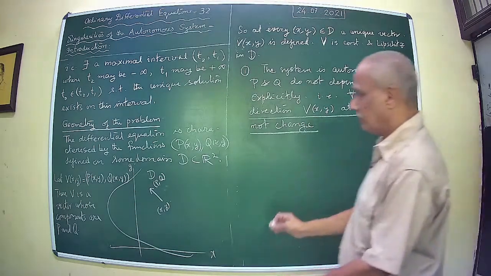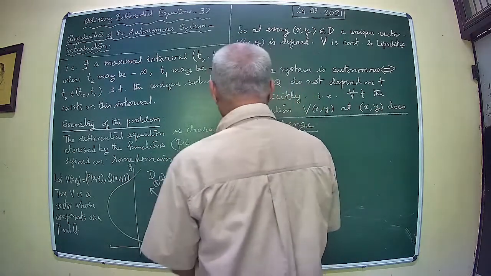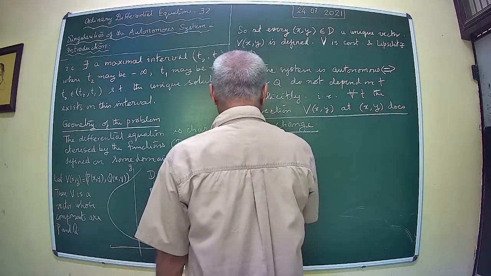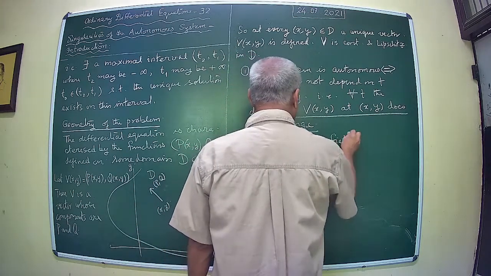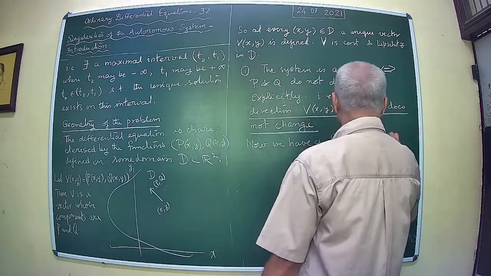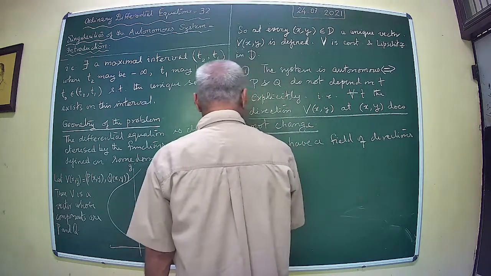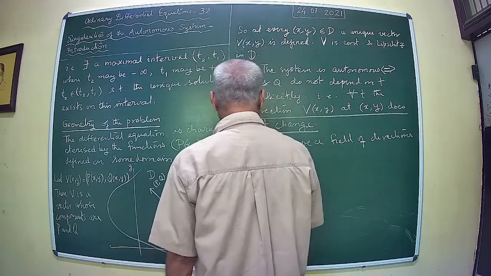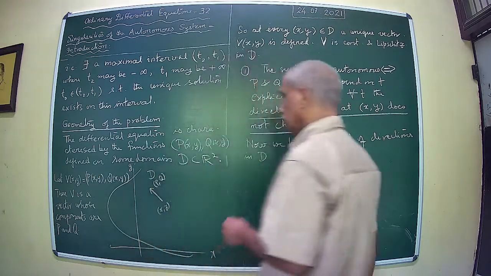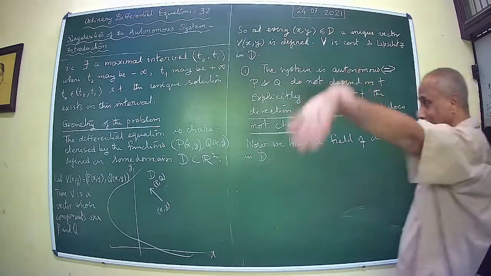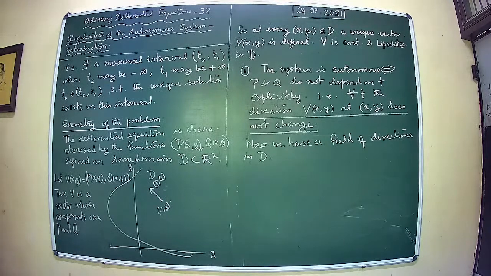So what do you have now? At every point there is a direction. Now we have a field of directions, and that is a differential equation. So the differential equation is defined by the field of directions. Now this is the geometric interpretation.